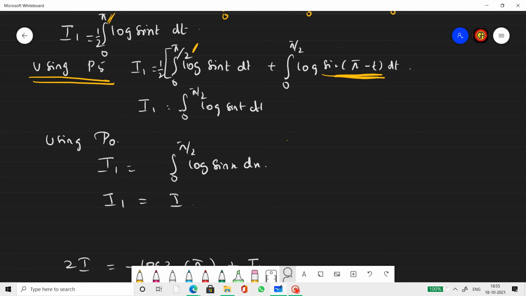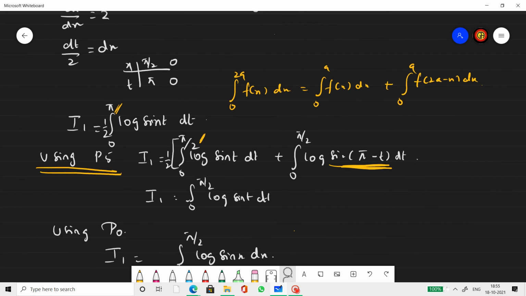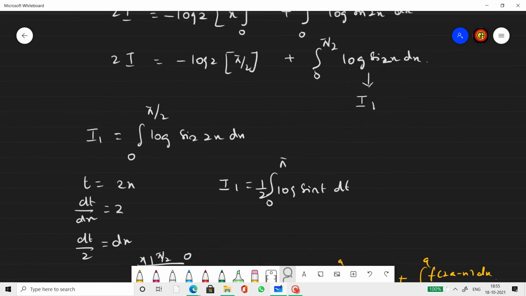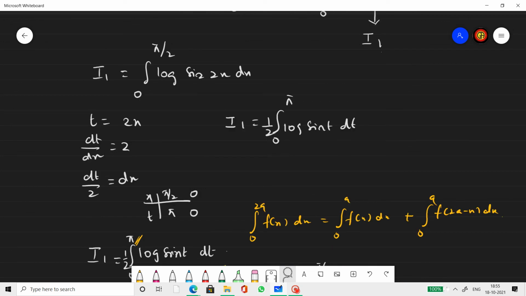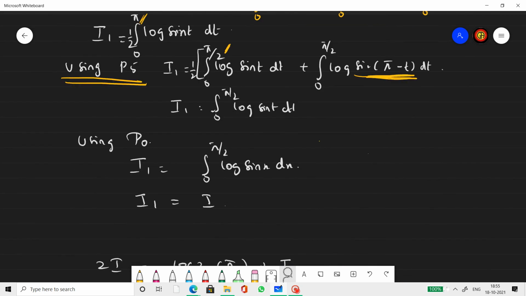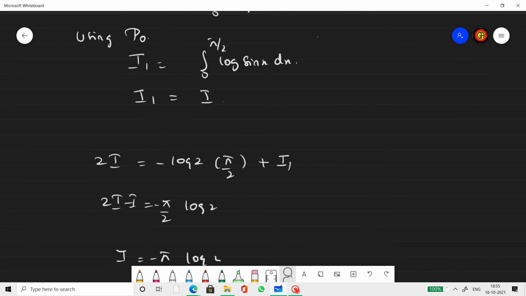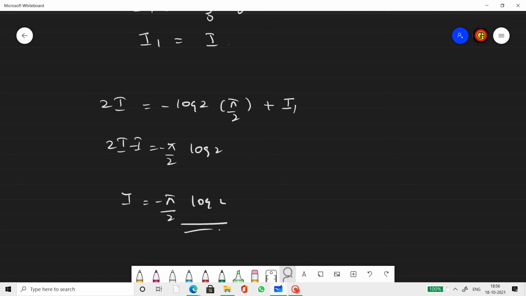Now, go back to the step where we have taken I1 separately, which is here. So I'm going to substitute I over here. Alright. So 2I equals minus log 2 pi by 2 plus I1, and I1 is I. So I goes to the other side as minus I. So I equals minus pi by 2 log 2. Therefore, integration of log sine x dx from 0 to pi by 2, the answer is minus pi by 2 log 2.